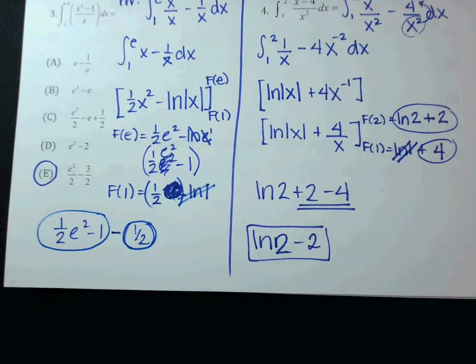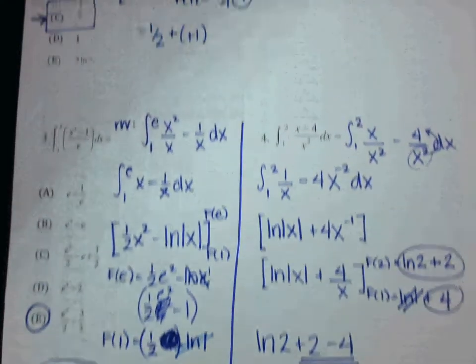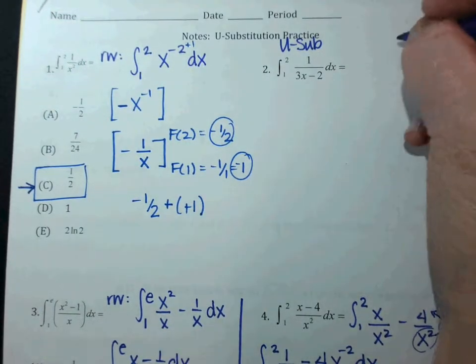All right, number 2, we skipped it. Now we're coming back to it. What should your U be? 3x minus 2. Okay.